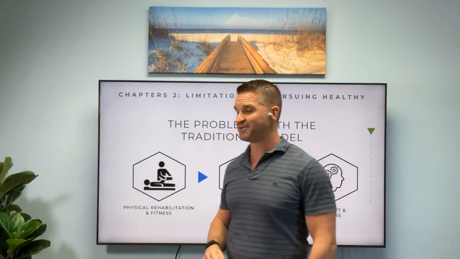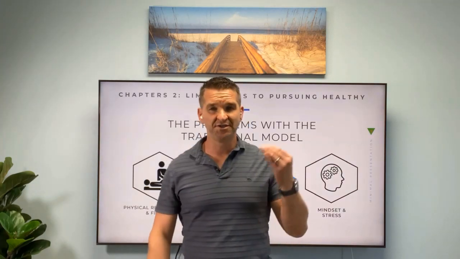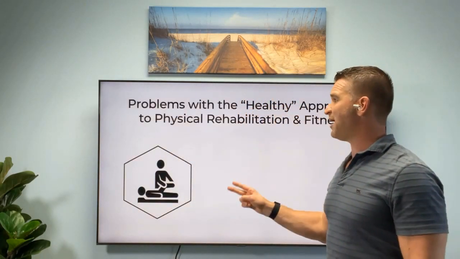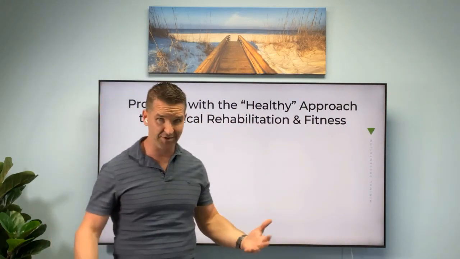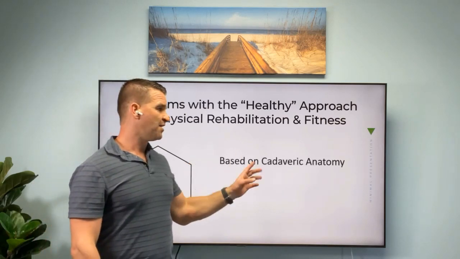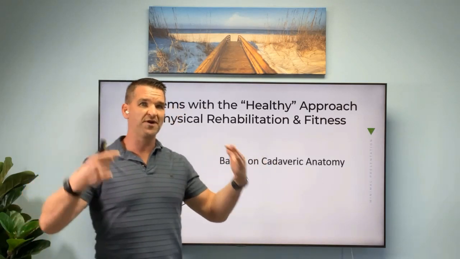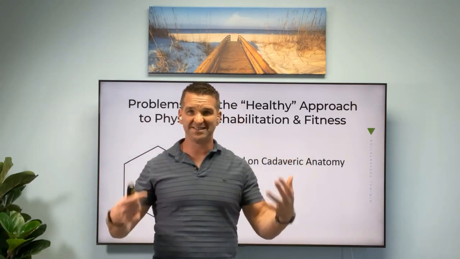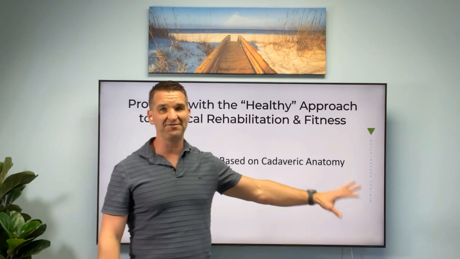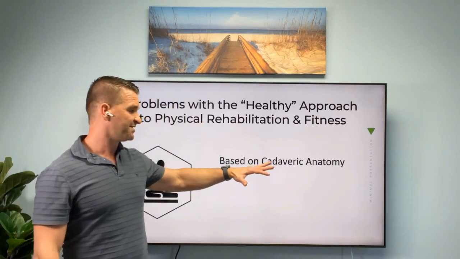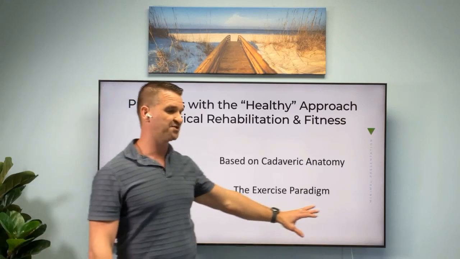We're going to start with the physical rehabilitation and fitness space. And as you read in the book, there were two main problems with the physical rehabilitation and fitness paradigm. The two main issues were that all of the framework, strategies, techniques, exercises, etc., were based on cadaveric anatomy. So I'm going to talk about what exactly that means. And this cadaveric anatomy created the exercise paradigm.